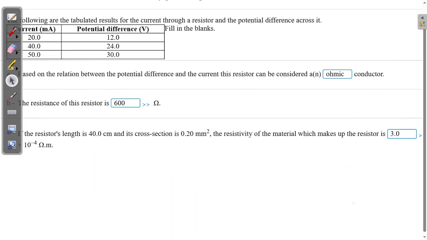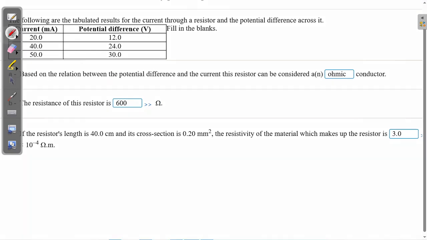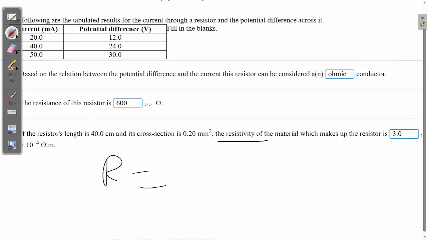Now they want the resistivity given the length and cross section. We know that resistance is equal to resistivity times the length over the area. So to have that alone, you do resistivity is equal to RA over L.